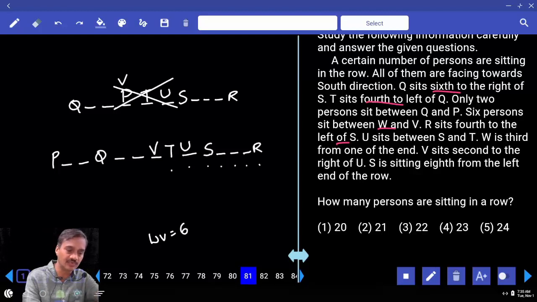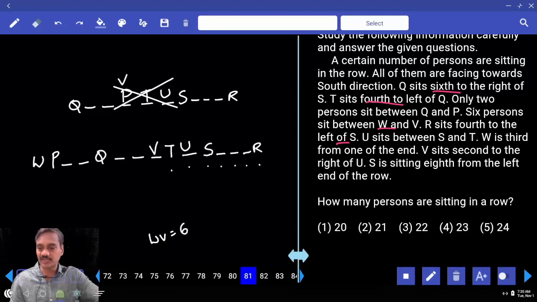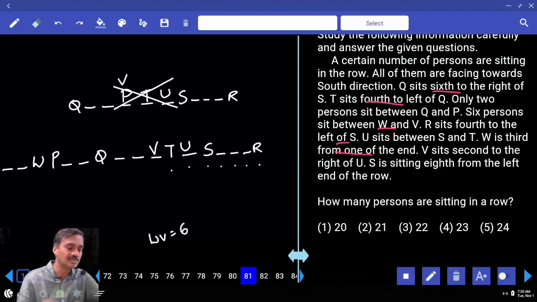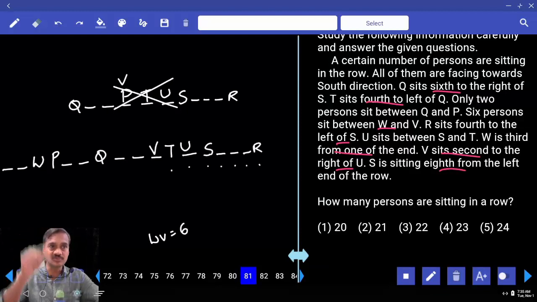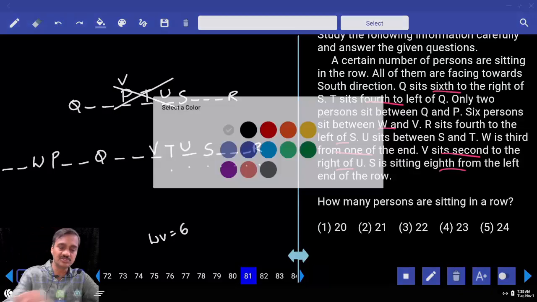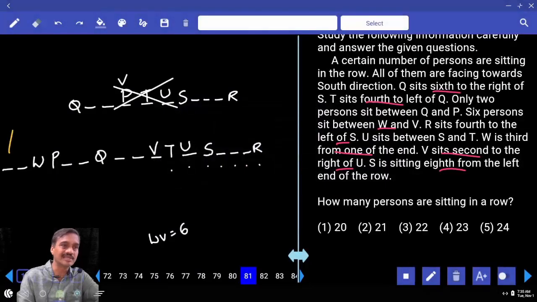1, 2, 3, 4, 5, 6, W and P must be together. As W and P are together, W is third from one of the extreme ends and how many persons are there? 2 persons to the right hand side of this W. Is that right? And next one. V sits second to the right of U and S is sitting 8th from the left end of the row. 8th from left end of the row, all the persons are facing towards south, right? South, then this one. What happens here? This is the right end of the row.